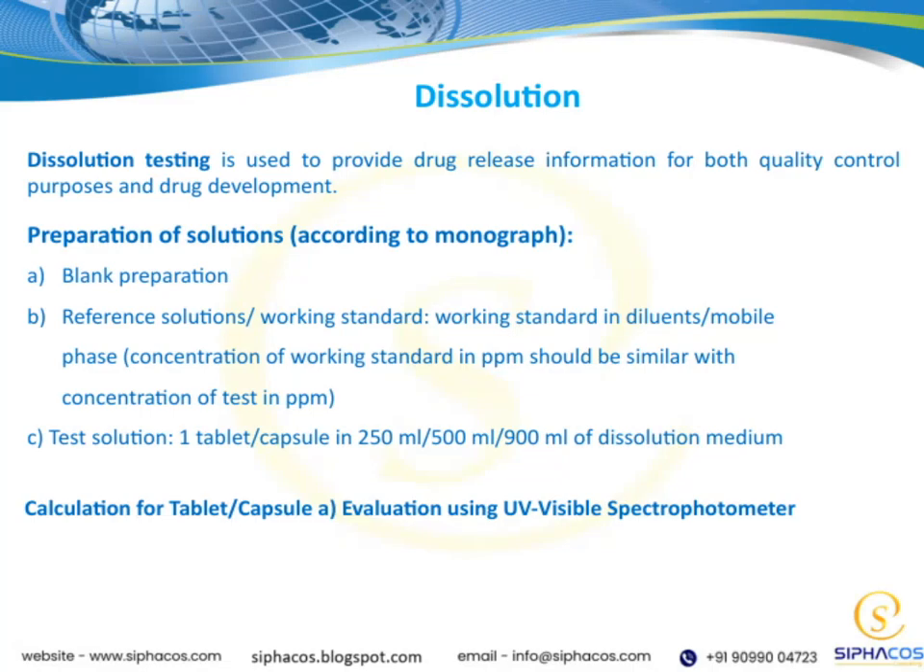Now, let's talk about the calculation for tablets and capsules using UV-visible spectrophotometry. First, we prepare our solutions following the monograph instructions. We start with a blank preparation, which helps us account for any background absorbance. Then, we prepare reference solutions or working standards by dissolving a known amount of the standard in diluents or mobile phase. It's important that the concentration of the working standard in ppm is similar to the concentration of the test sample in ppm, so our results are accurate and comparable.